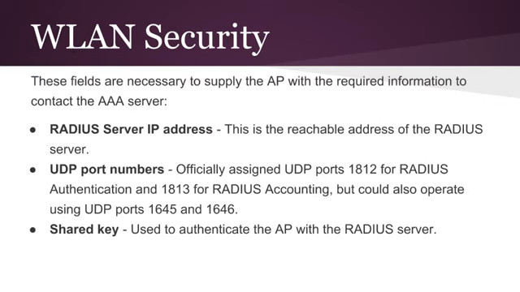Now these are some fields that are necessary to supply the access point with the required information to contact the AAA server. The RADIUS server IP address, the UDP port numbers, officially 1812 and 1813, but they can also operate under 1645 and 1646. Lastly, we have the shared key, which is the password that's used to connect the access point with the RADIUS server.